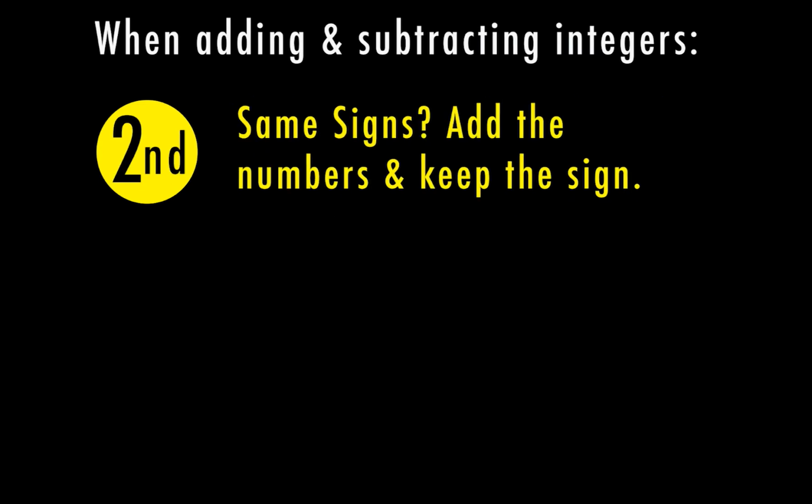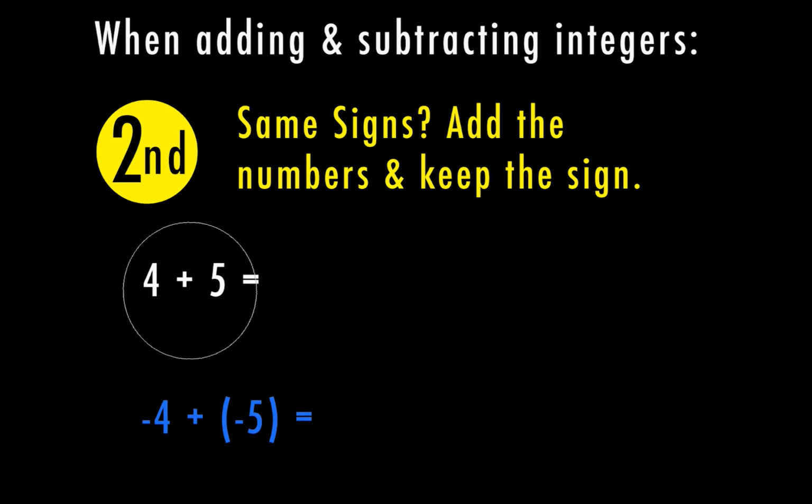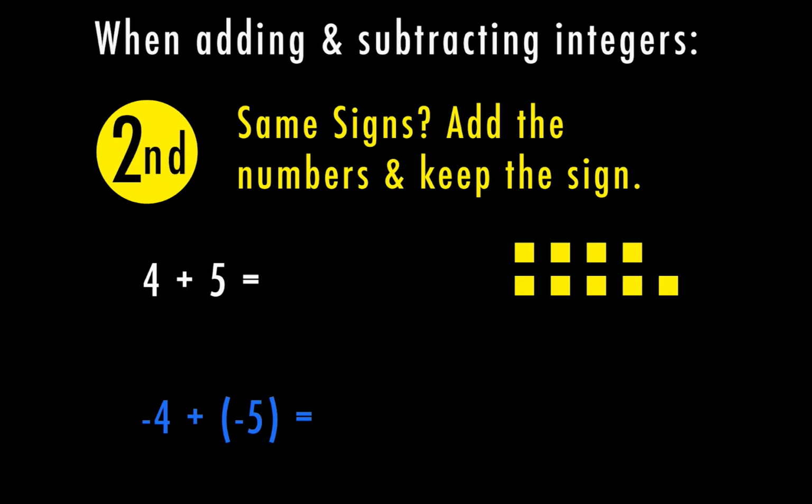So for step 2, if they have the same sign, we're going to add the numbers and keep our sign. So let's look at two examples here. We have the same problems that we had in the first step, 4 plus 5. So these are both positive. I'm going to use tiles to represent these two numbers. So I'm going to have 4 positive tiles, which are yellow, and 5 positive tiles, which are also yellow. Well, because they're all the same color, none of them are going to cancel each other out. So I'm going to end up with a positive answer of 9 because there are 9 total tiles over here that are positive.